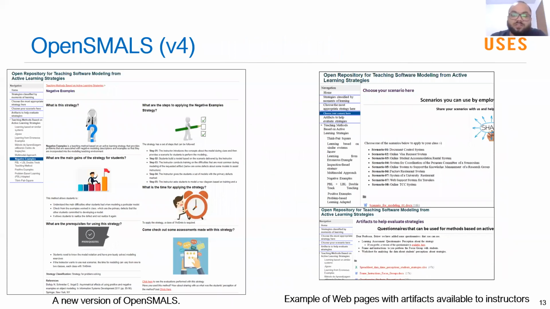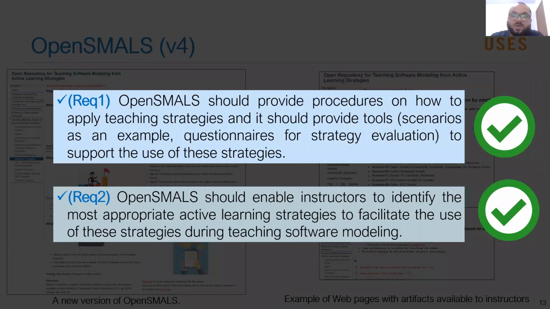This is the current version of OpenSmall, v4, and some artifacts provided for the instructor, like modeling scenarios, evaluation questionnaire, a data collection sheet, and others. So, based on requirement 1 and requirement 2, we observe the instructors better accept OpenSmall. So, we decide not to perform a new empirical study, only perform improvements in OpenSmall.